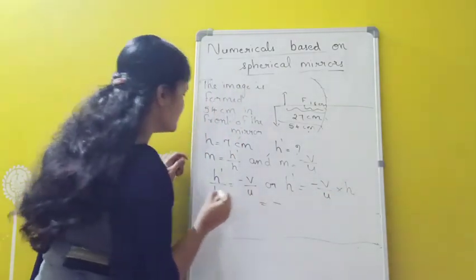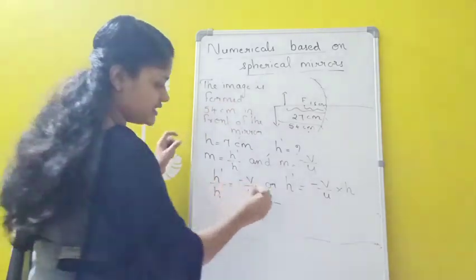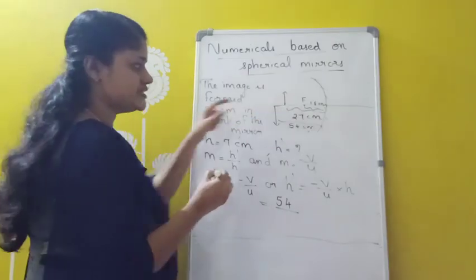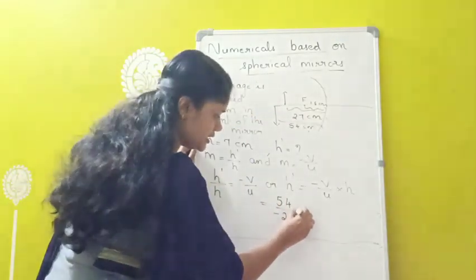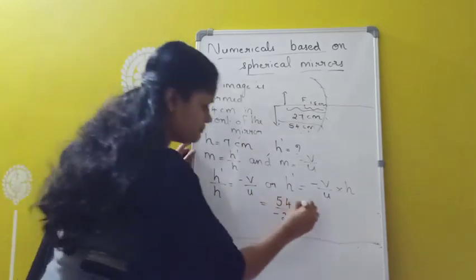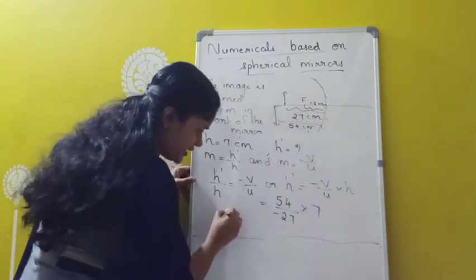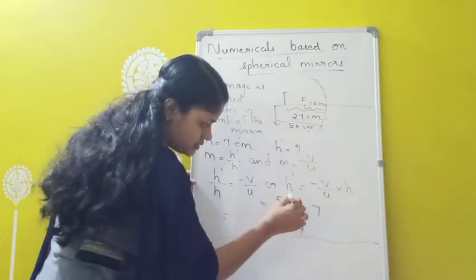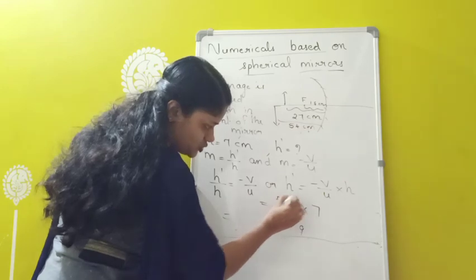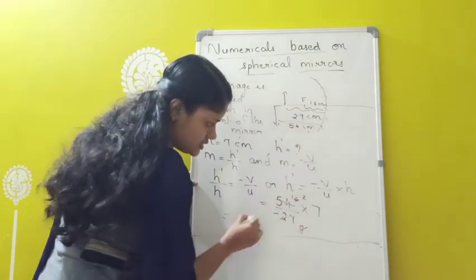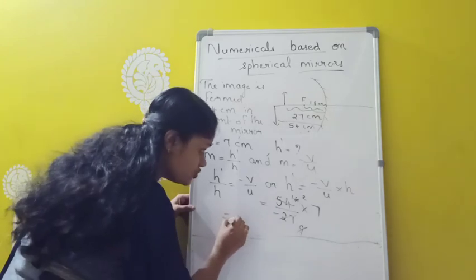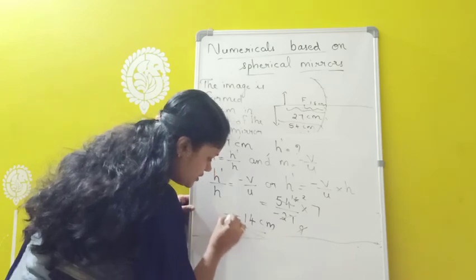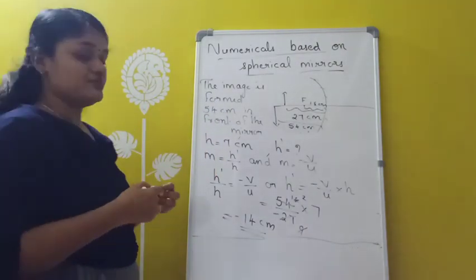Equals minus, what is v here? We got minus 54. So minus into minus is plus. Plus 54 divided by u, which is minus 27, into the height of the object, which is 7. Now when cancelling, we can cancel with 3 here. 9 3s are 27, then 8 3s are 24, then 2 9s are 18. So 2 into 14, so h dash is equal to 14, and with the minus it is minus 14 centimeter. So the height of the image is minus 14 centimeter.